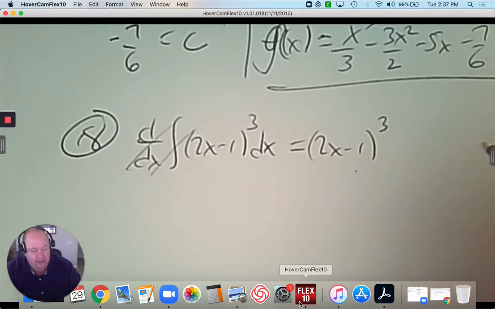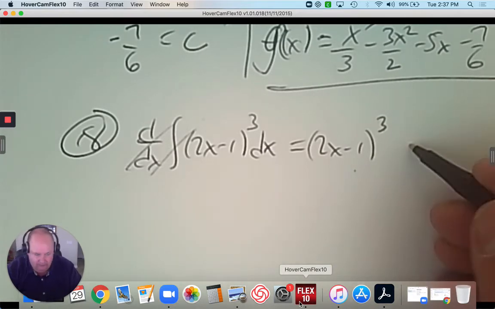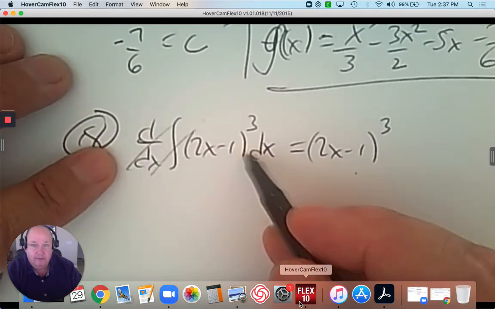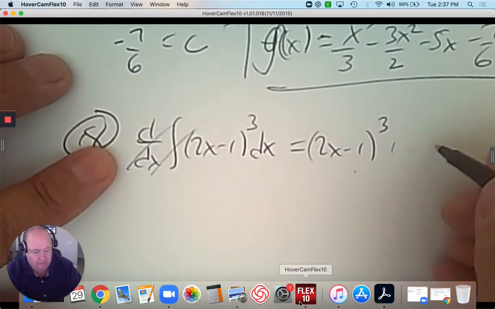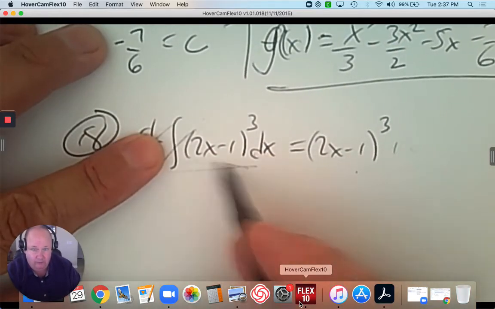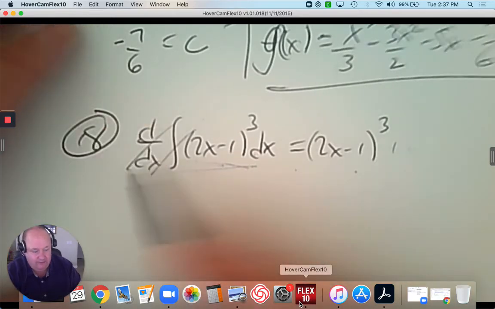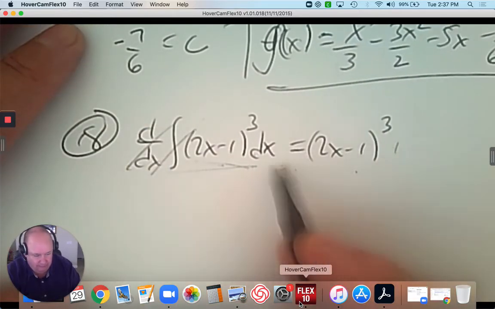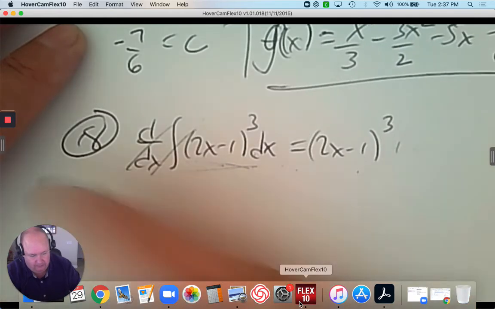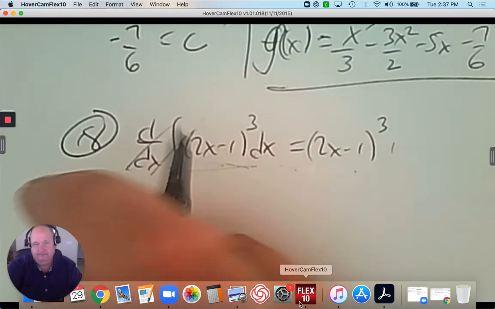19. And you might say, hey, where is the constant? Well, the derivative of any constant is 0. So if you integrate this plus c and then take the derivative, that plus c is going to go away and you'll be left with that. Okay, number 19.